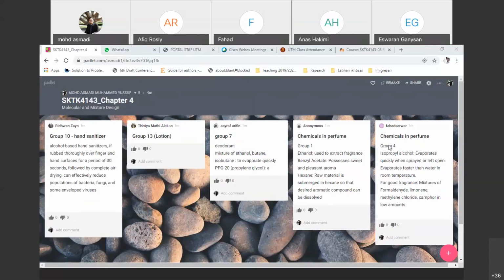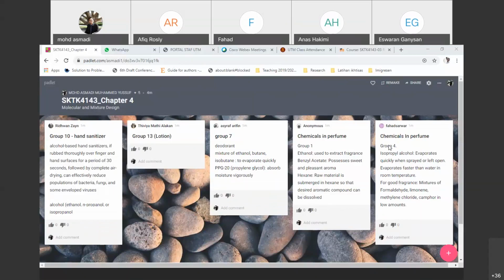Group 7, deodorant: a mixture of ethanol, butane, isobutane, to evaporate quickly. PPG, propylene glycol, absorbs moisture vigorously. Okay, good.